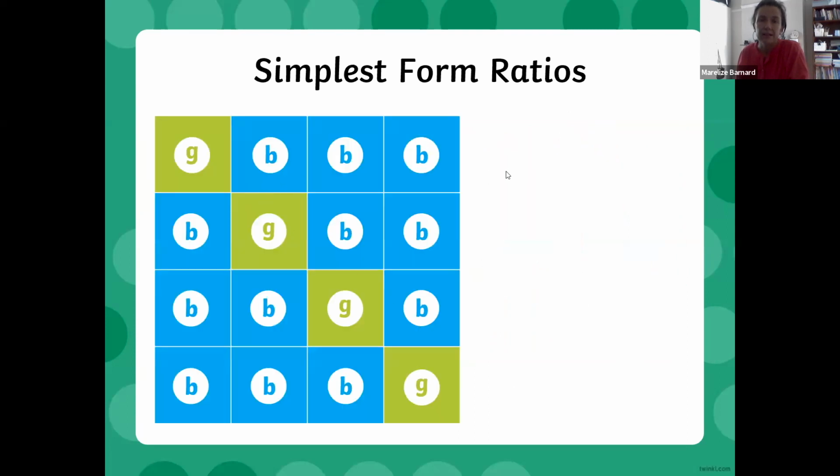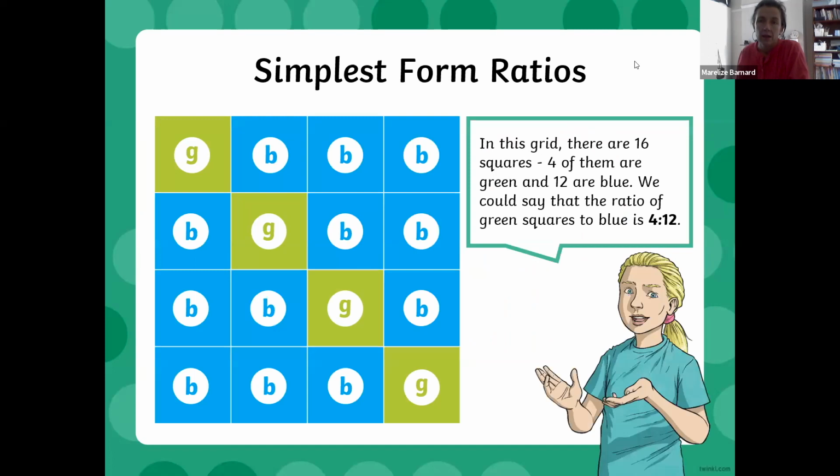Okay, let's see. In this grid, there are 16 squares. 4 of them are green and 12 are blue. We could say that the ratio of the green squares to the blue squares is 4 to 12, right? So 16 in total, 4 are green and 12 are blue. So the ratio of the two is 4 to 12.